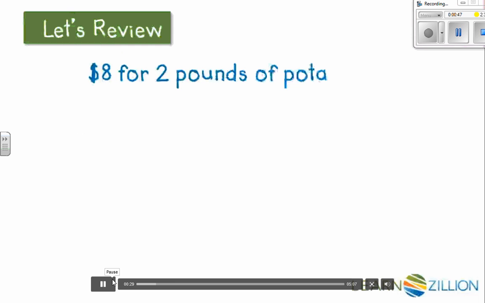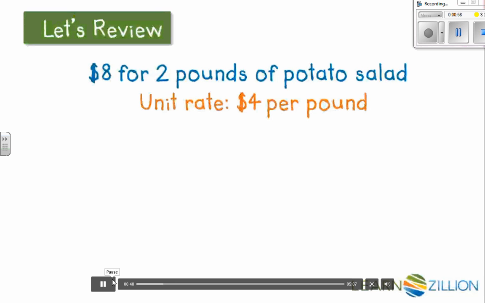Let's review what you already know about equations for proportional relationships. Here's a proportional relationship, $8 for 2 pounds of potato salad. You already know that the unit rate can be found by dividing. In this case, it would be $4 per pound. To write an equation, you pick a variable for the independent quantity, which is the number of pounds. And you would need to multiply that variable by the unit rate, by 4. 4W would give you the cost of any number of pounds.